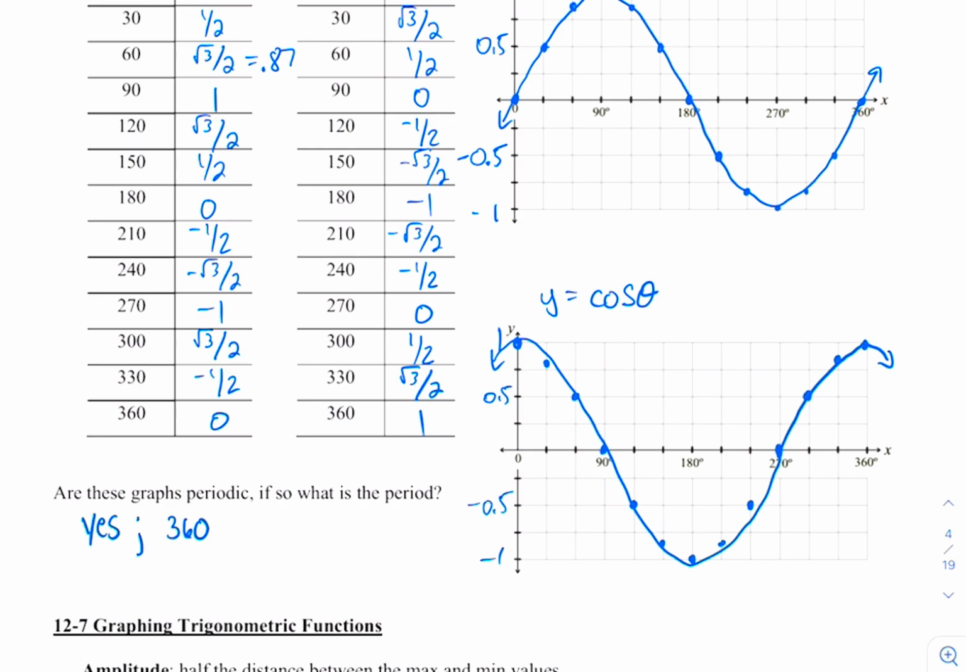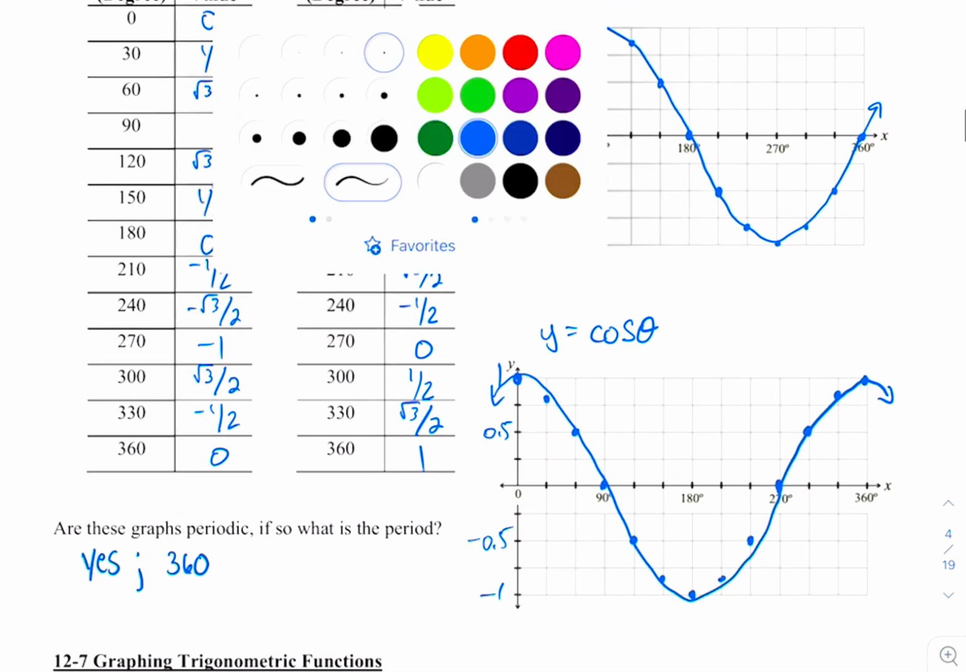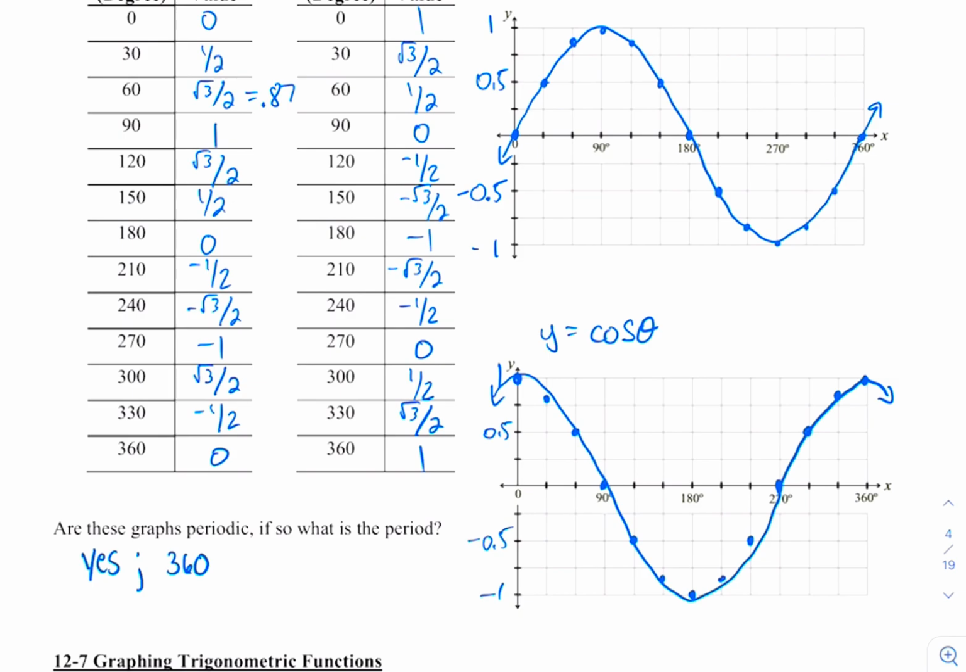360. Okay. Now I could change this to radians, and if I'm doing that, then I'm just using my radian equivalent to the degrees. So at 360, this would be the same thing as 2 pi, 3 pi over 2, pi, pi over 2, and 0. Okay. So if I'm in radians, then for the period, we would say that it is 2 pi, because that's our radian equivalent to 360 degrees.